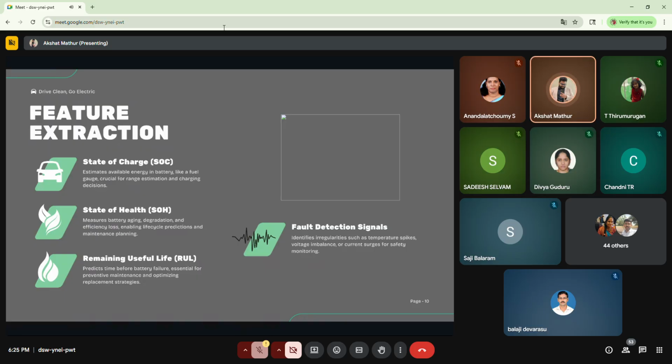Yes, guys, sorry for the delay. The next slide is feature extraction. Feature extraction is about translating the raw data we discussed in the previous slide into useful health indicators such as SOC, which tells us the charge left in the battery on the dashboard for the user. SOH gives a measure of long-term health. RUL predicts how long the battery can last, and fault signals detect anomalies early.